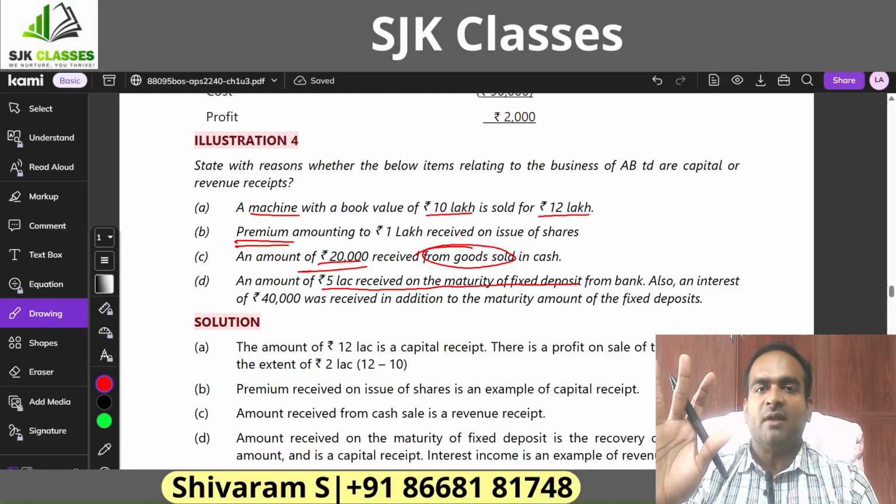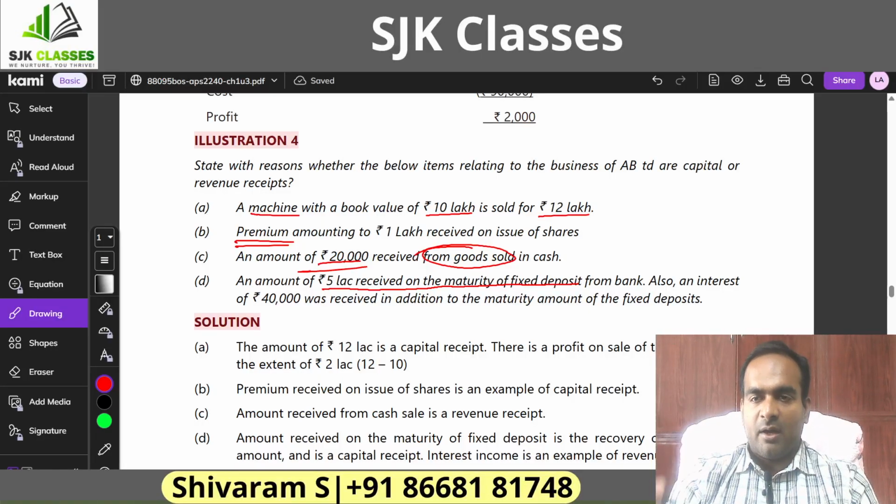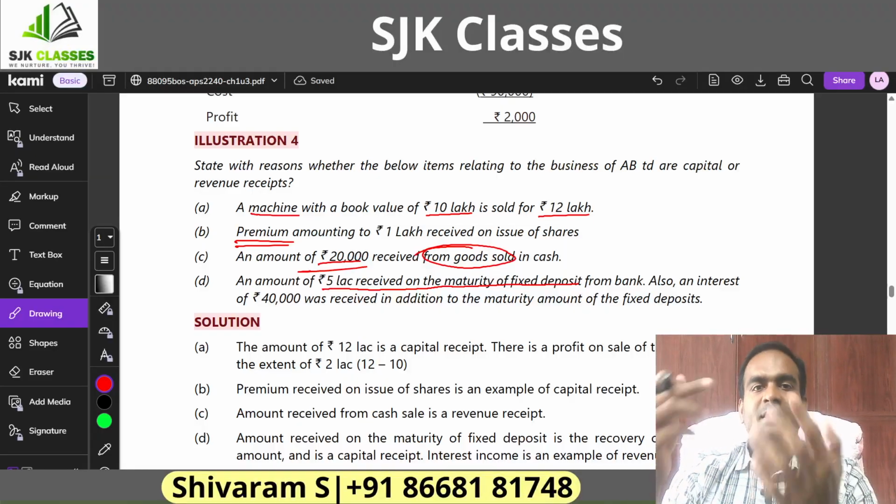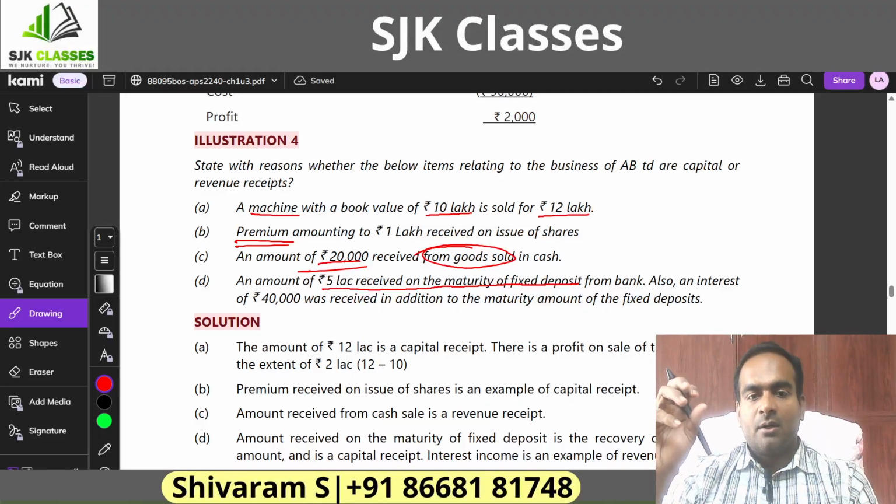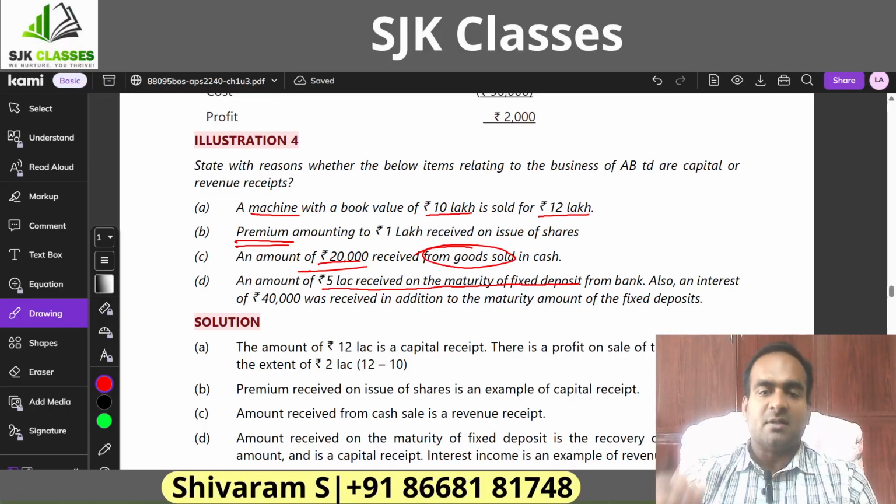So this 5 lakhs is capital in nature. Daily I will not close an FD. I would have made the FD some point of time before, and now the FD has matured. This 5 lakhs will be called a capital receipt because a fixed deposit is an asset for me. I'm closing down the asset investment and realizing the money from it. So closing of fixed deposits will be called a capital receipt.